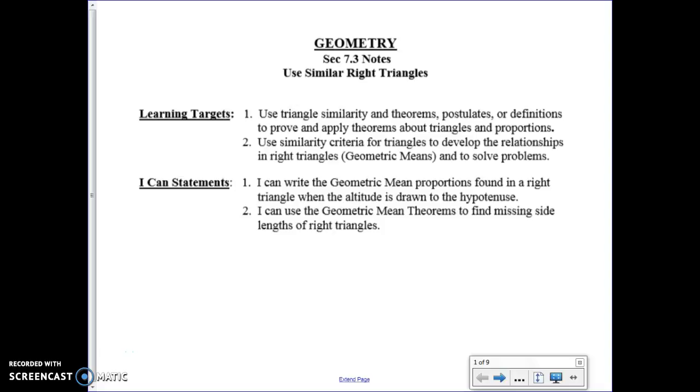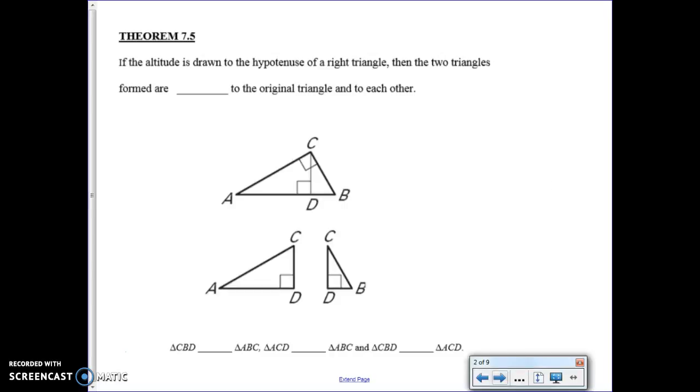Hey guys, today we are going to look at similar right triangles, and we're going to show how we can take apart one big right triangle and form two smaller right triangles that are all similar. And that's exactly what this theorem says. It says if the altitude is drawn to the hypotenuse of a right triangle, then the two triangles formed are similar to the original triangle and to each other.